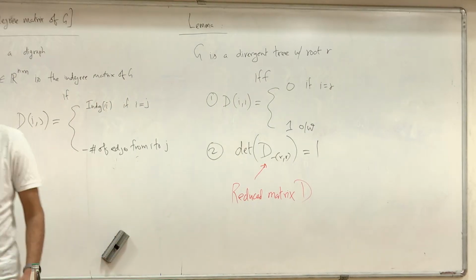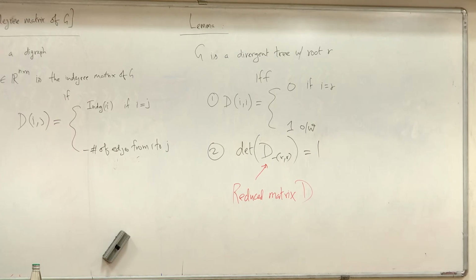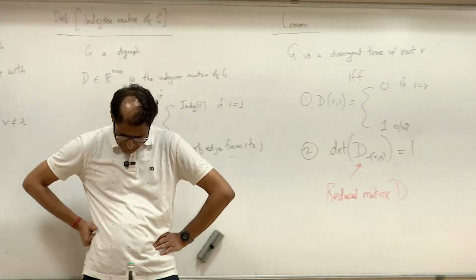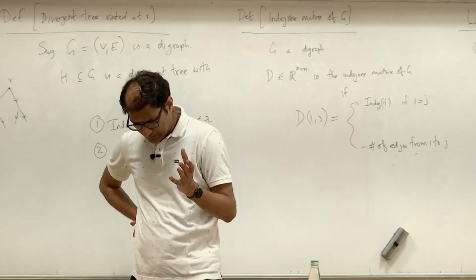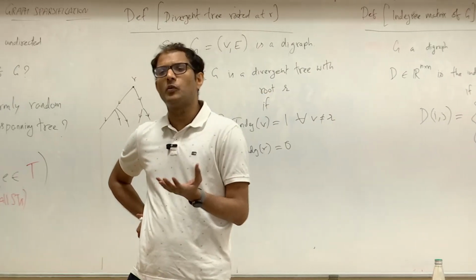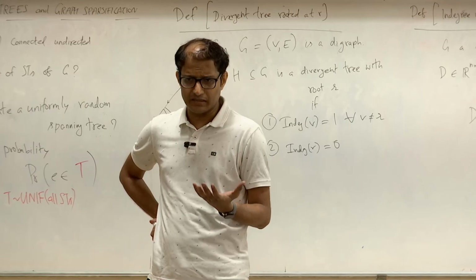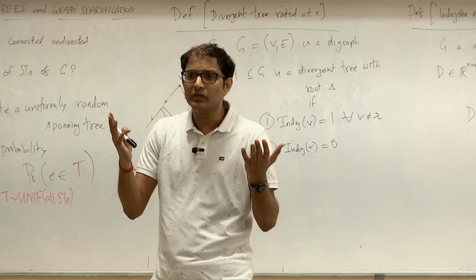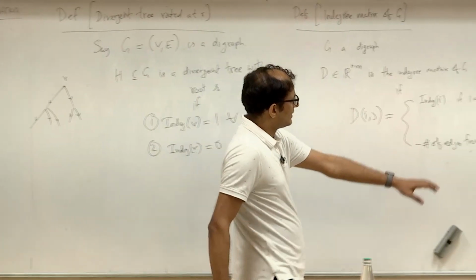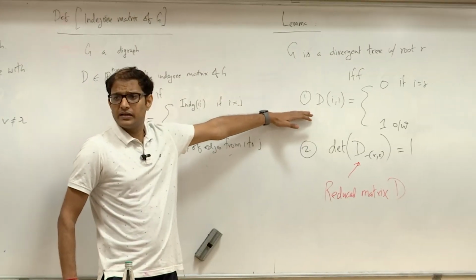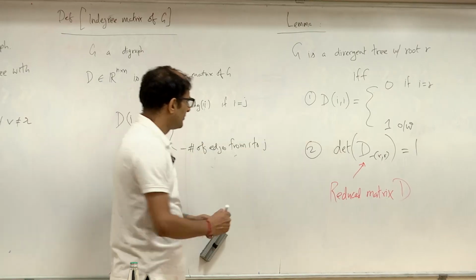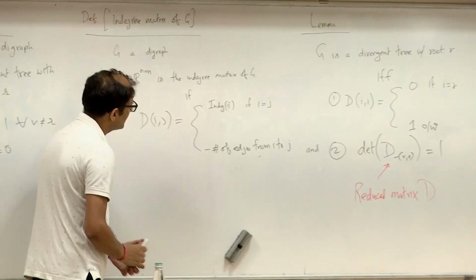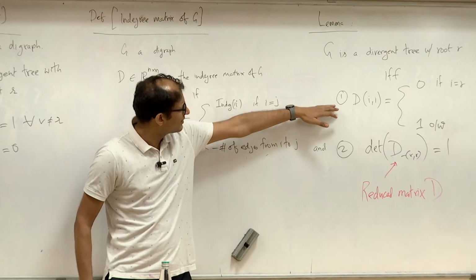Great. So that's the claim that we are making, and let's see if we can prove this claim. Suppose that the graph G truly corresponded to a divergent tree with root R. I claim that the first item here, item 1, follows immediately.